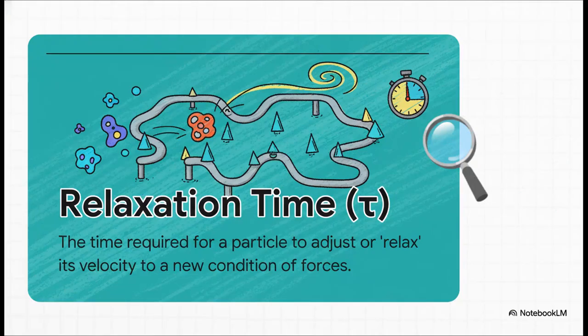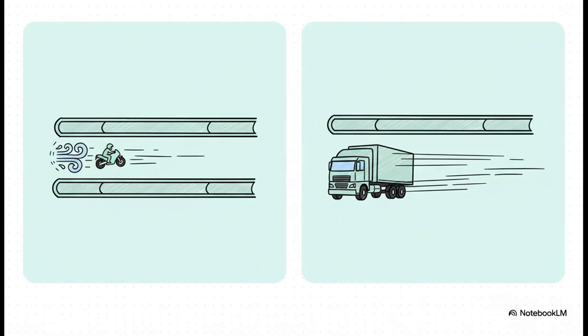Okay, so the first big personality trait we need to talk about is something called relaxation time. It sounds a little complicated, but the idea is actually pretty simple. It's just a measure of how quickly a particle can change its speed to match the air flowing around it. Is it super responsive, or is it kind of slow and sluggish? The best way to wrap your head around this is to think about a car's 0 to 60 time.